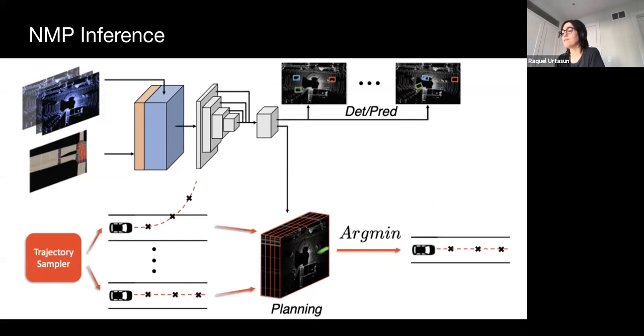During inference, we use a physically valid trajectory sampler to sample a wide variety of trajectories. These trajectories are guaranteed to follow vehicle dynamic constraints. We then evaluate the cost of each trajectory by simply indexing the cost volume.